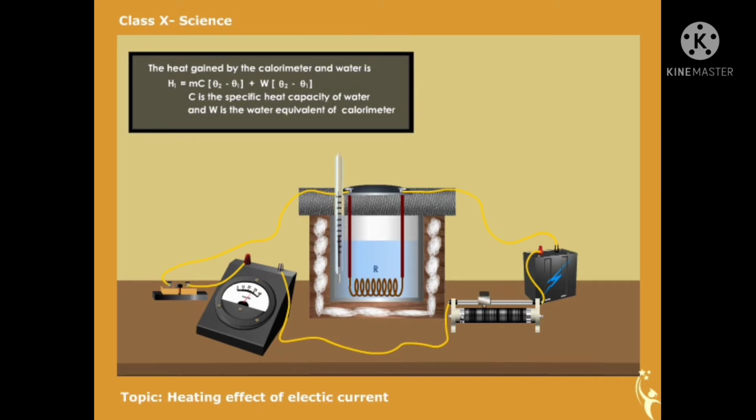He repeated the experiment for different values of current by varying the position of the slider of the rheostat and calculated the corresponding quantities of heat produced. He observed that H1/I1² = H2/I2² = H3/I3². This means that H/I² is a constant, or H is directly proportional to I².